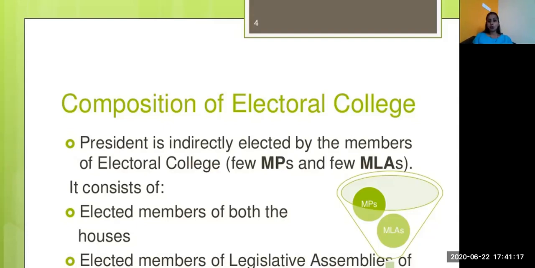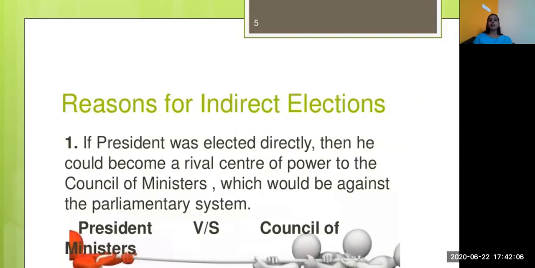One thing, that in this group, 12 nominated members of Rajya Sabha and 2 nominated members of Lok Sabha aren't part of this electoral college because they are appointed by the President himself. Now we have already studied in the first chapter, these 12 nominated members are those who have expertise in their particular field, those who have given their long working history in that particular field, and the two nominated in Lok Sabha are the ones coming from the Anglo-Indian community, in which case there is inadequate representation.